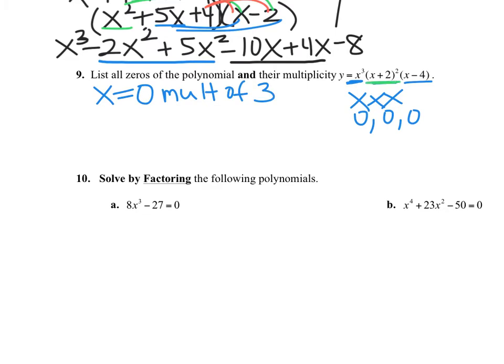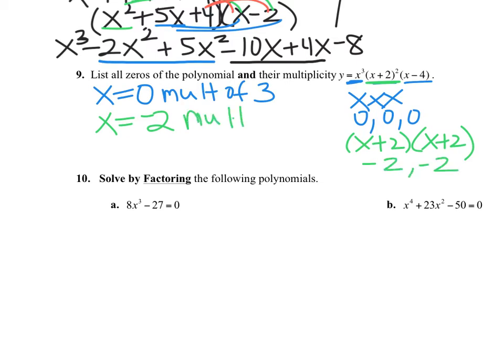All right, let's look at x plus 2 next. X plus 2, the 0 I get from x plus 2 is negative 2. But x plus 2 is squared, so that happens twice. And so I end up getting negative 2 twice. So we say that has a multiplicity of 2.